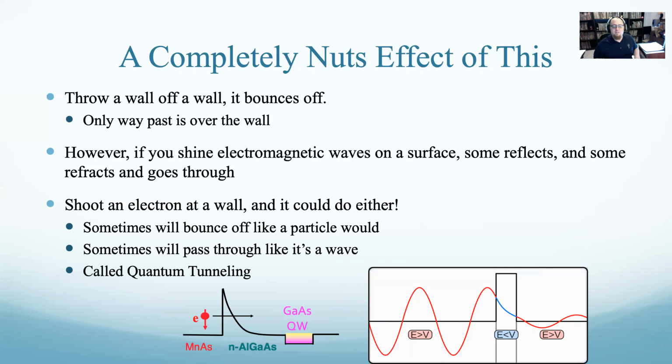This is called quantum tunneling. If you shoot an electron at a wall, some will bounce off, but some will go right through it and say, I don't care, I'm going through. Because it's a wave.